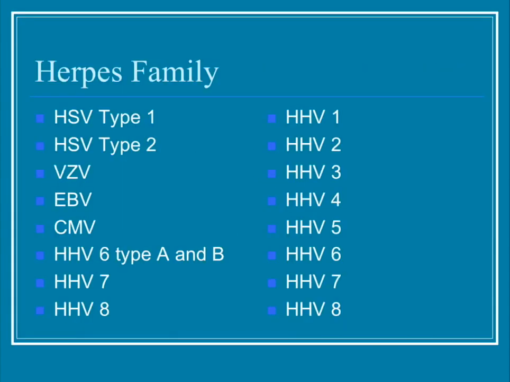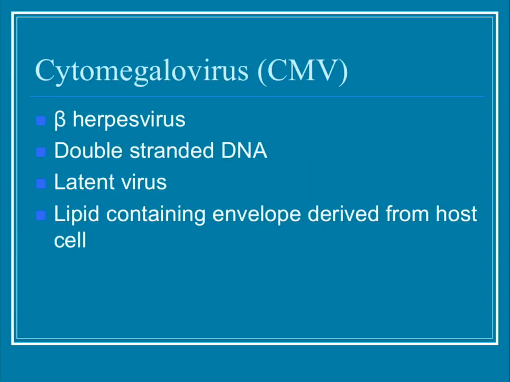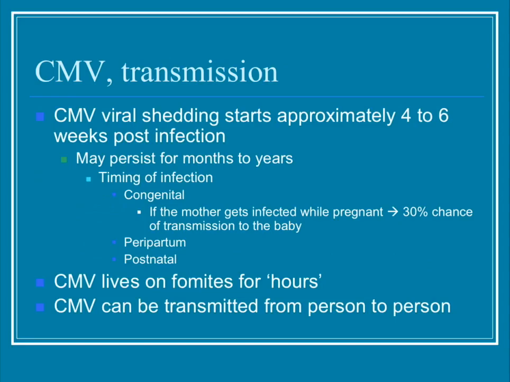Talk about viral issues. There's all sorts of different human herpes viruses, as you know. Let's talk a little bit about CMV. It's a beta herpes virus, double-stranded DNA, latent virus, with a lipid-containing envelope derived from the host cell. The key thing from this slide is just to remember also it's the most common cause of TORCH, congenital infections in the U.S., and that you can have shedding post-infection that lives on fomites, transmitted from person to person.